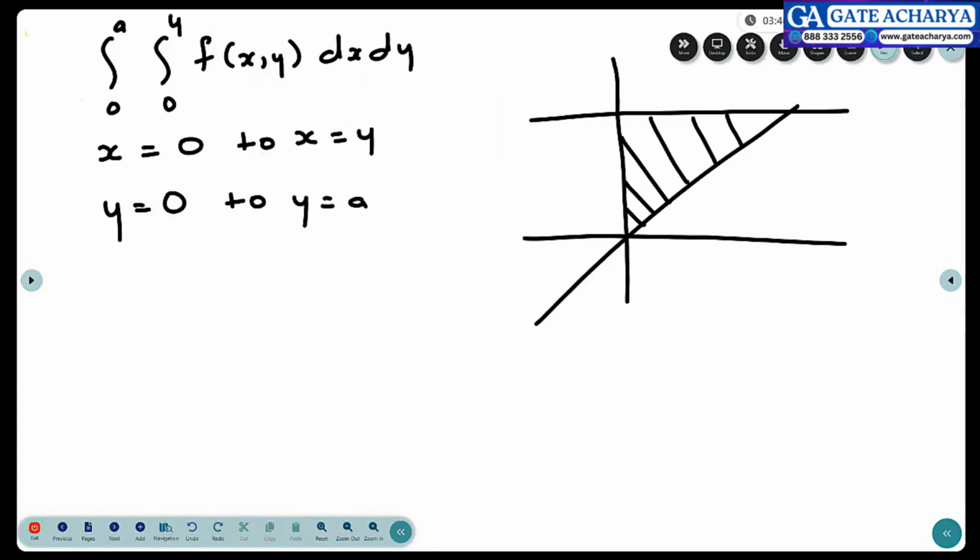Now, inner limit is for which variable? X, na? The values are for X. X equal to 0 to X equal to Y. So if its inner limit is for X variable, that is the horizontal strip. Because I told you, inner limit is for the length of the strip. So if length is horizontal, X values, then it is horizontal. So the original function is horizontal strip. If I want, I can draw it here.